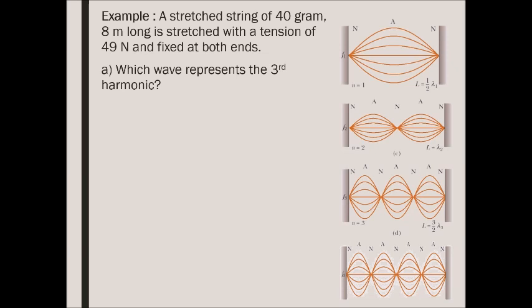Okay, so let's give this a try. Which picture represents the third harmonic? And in the next section here, we're going to do some math. So which one represents the third harmonic? Well, the third harmonic is right here. So this represents the third harmonic, and we can tell it's the third harmonic because there are 3 antinodes. Or if we wanted to go with counting the nodes, there are 1, 2, 3, 4 nodes. So for a harmonic, there's n plus 1 nodes.